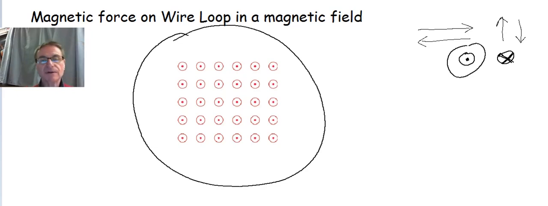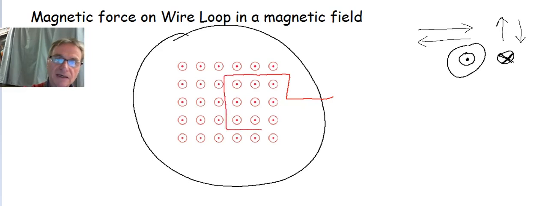So what I have here on the screen in front of you is a magnetic field coming out of the page. And what I'm going to do is draw in a wire loop that is partially encased in our magnetic field. Okay? And so parts of our wire loop are in the magnetic field, but parts of it are not.